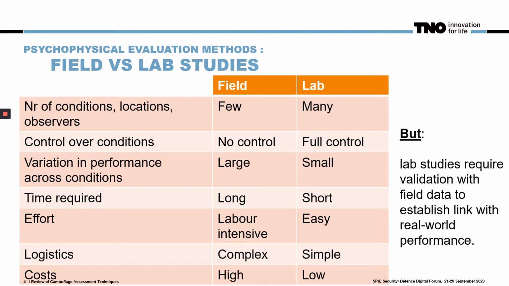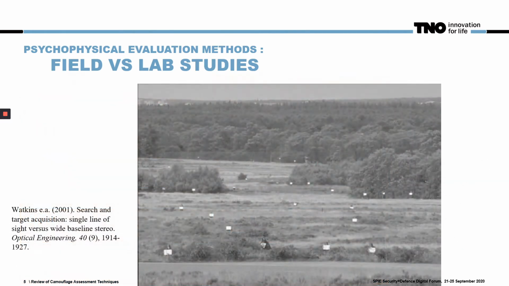Lab studies are cheaper and easier to organize, allow repetitions both between and within participants, and can be performed simultaneously at multiple locations. However, lab results need to be validated with similar field tests, since human performance in the lab may differ considerably from field performance.